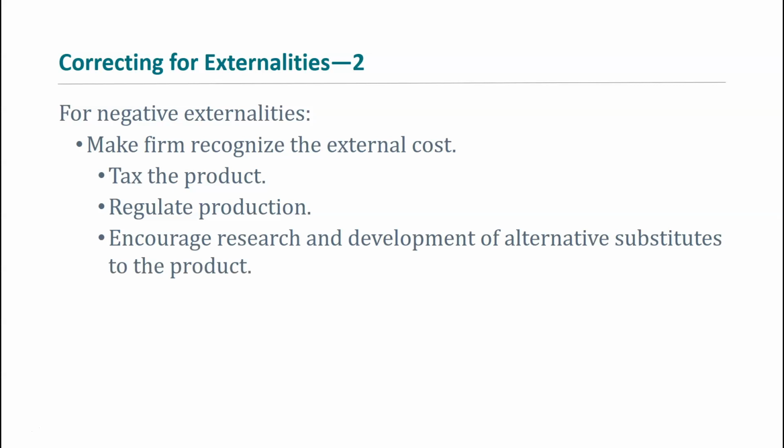A third thing that the government could do is just to encourage R&D, research and development, of substitutes to the product. So encourage some competition that would use a market force to get these firms either to clean up their act, to think about negative externalities, or maybe to go out of business if they can't, because they're going to now have some competition encouraged.